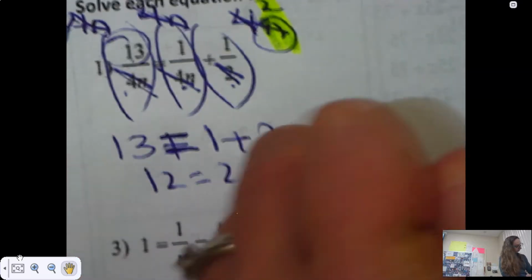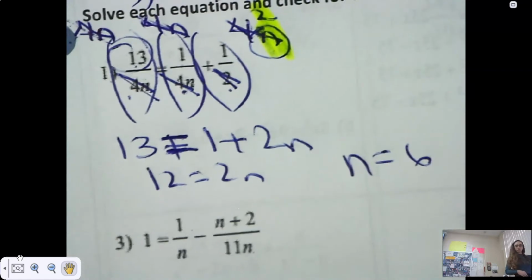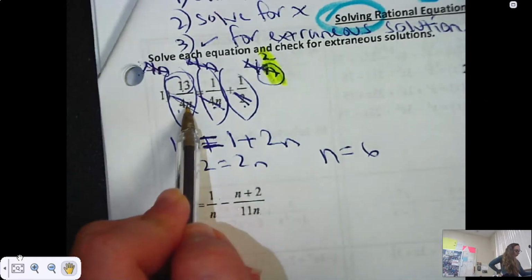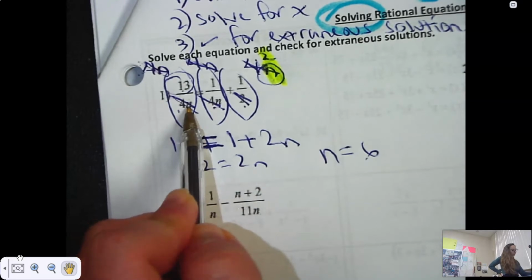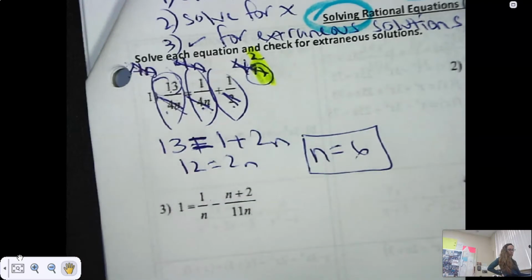minus 1, n equals 6. Now remember what I said, the last thing you have to do is check for extraneous solutions, which means what makes it undefined, which means if I get an answer, could it work? So I just check the bottom. Well, if I plug in 6, I get 24, that's okay. I can get 24 on the bottom, so that's an actual good answer. So n equals 6 and I'm good.